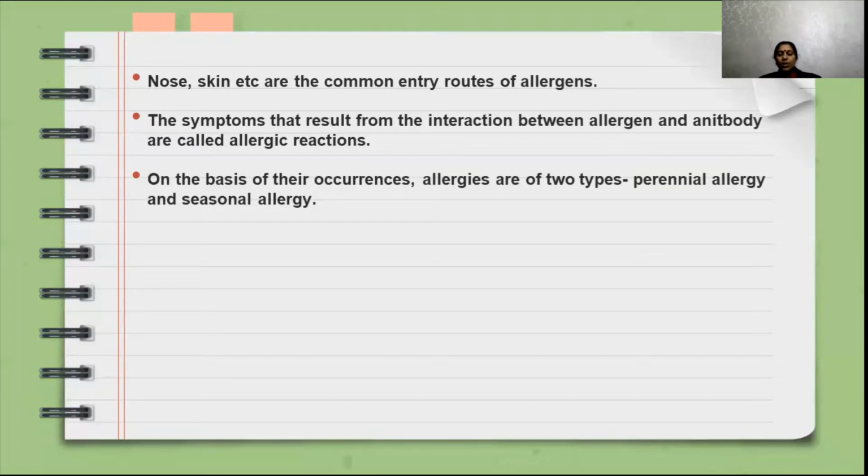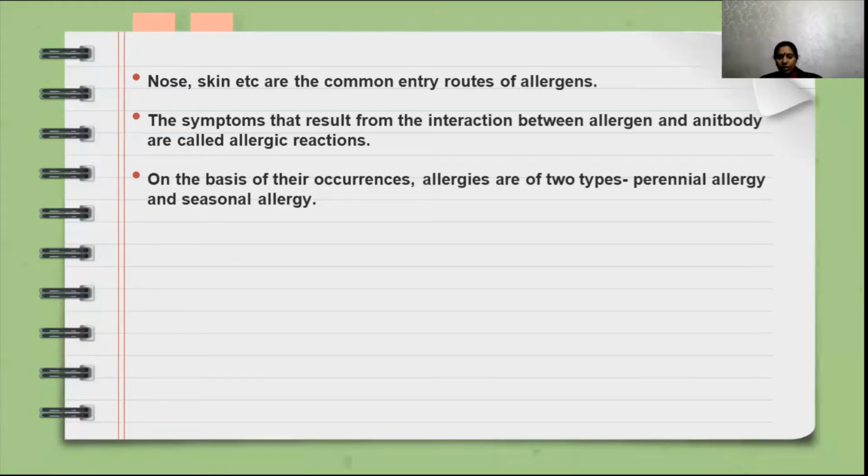Perennial allergy means it may occur at any time of the year. This type of allergy is often a reaction mainly to house dust, some fungal spores, some fibers of fabric, and dust dander. These are the reasons for perennial allergy.